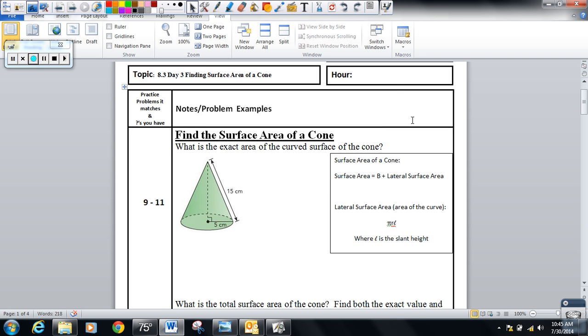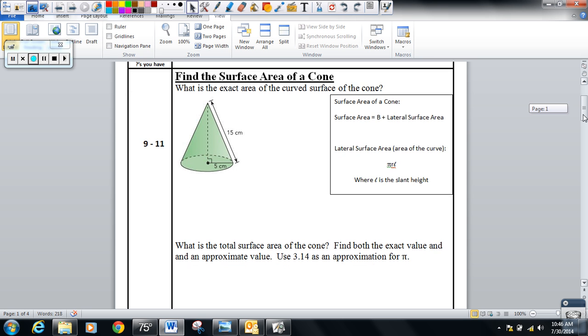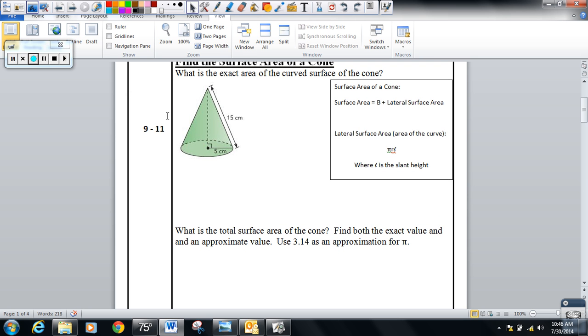8.3 Day 3, Finding the Surface Area of a Cone. Today we will be talking about the surface area, and if you notice there's going to be two different surface areas that you have to find and add together. The first is the area of the curved surface. That's called the lateral surface area, and that formula is pi r L, where L is the slant height.